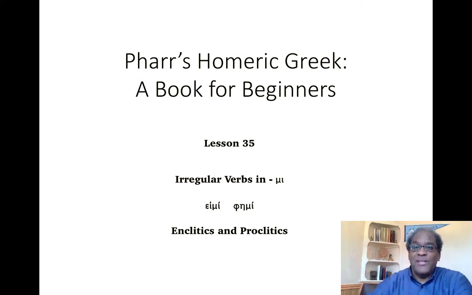Good morning, scholars. Today we're going to continue our way through Pharr's Homeric Greek, our general course in comprehensive ancient Greek, dealing with lesson 35 of Pharr, irregular verbs in -mi, that's eimi and phemi, and also enclitics and proclitics.